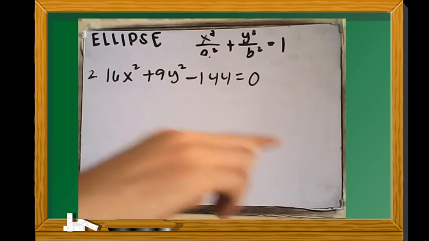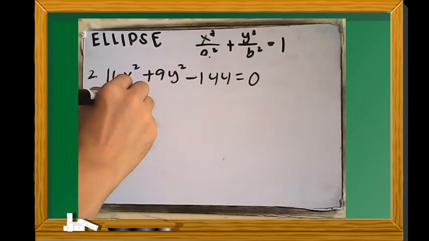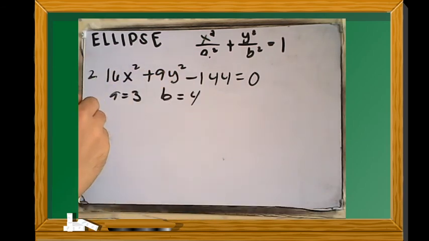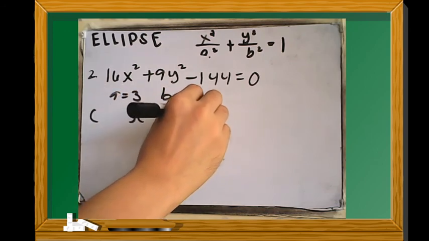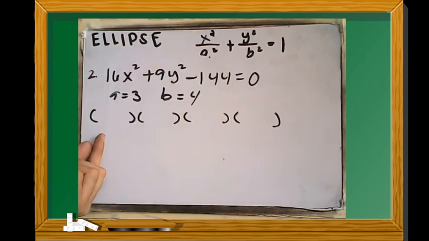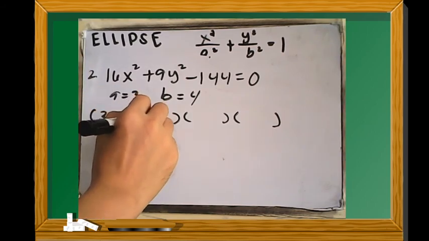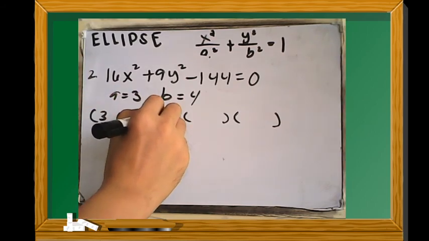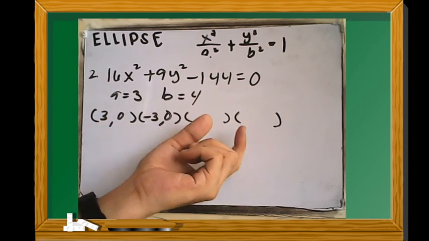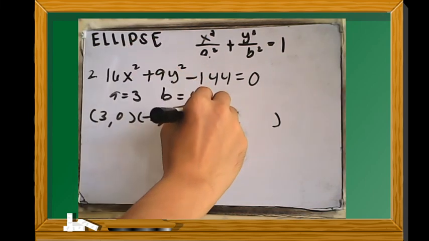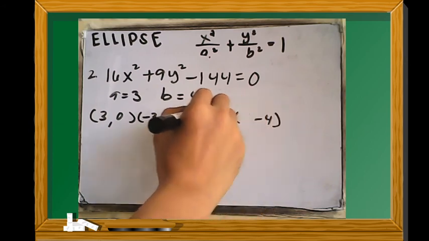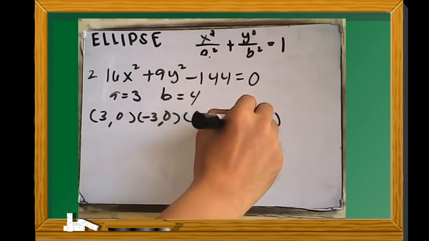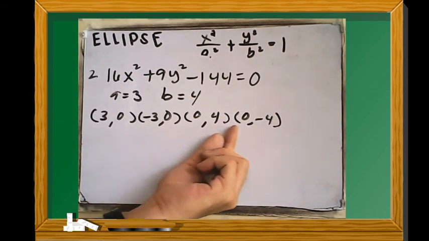Next, a is 3, b is 4. Again, gawa tayo ng apat na open and close parenthesis. Yung first two ay sa x-axis, yung a. So 3 and negative 3, with 0 for the y. And then yung b ay para sa y-axis. So 4 and negative 4. So yung nasa unahan niya ay 0. So ito ngayon yung endpoints natin.